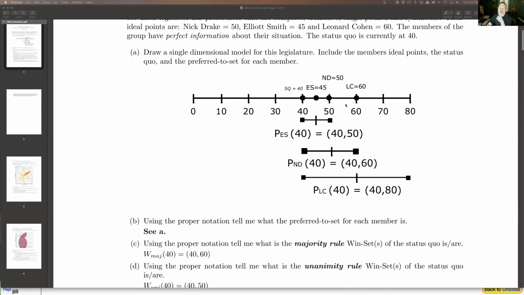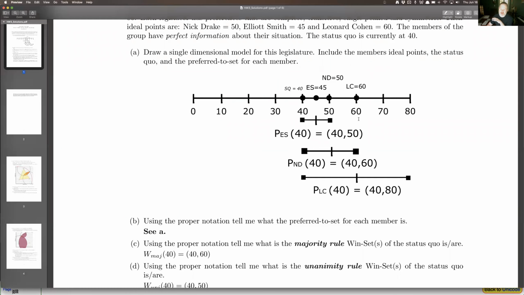And then the last voter is Leonard Cohen. His ideal point is at 60. That's the point in the issue space that maximizes his utility. It would be at the peak of his utility function if we were drawing that. He definitely likes everything moving from 40 toward his ideal point of 60. We're going up on his utility function toward the peak as we move that way in the issue space.